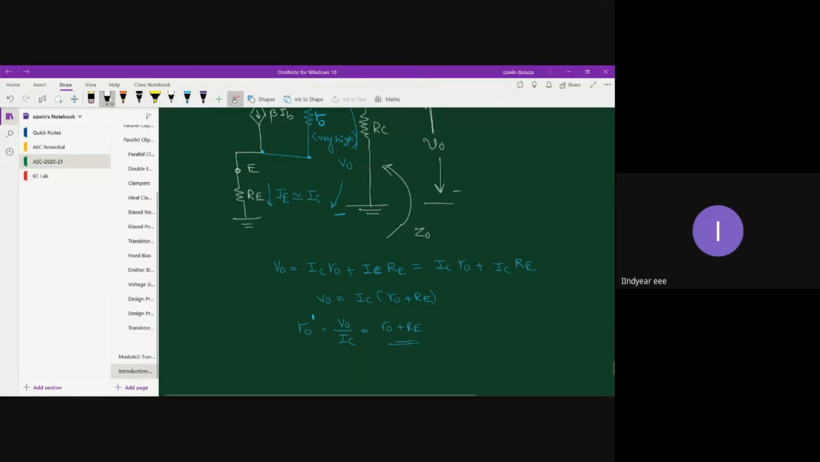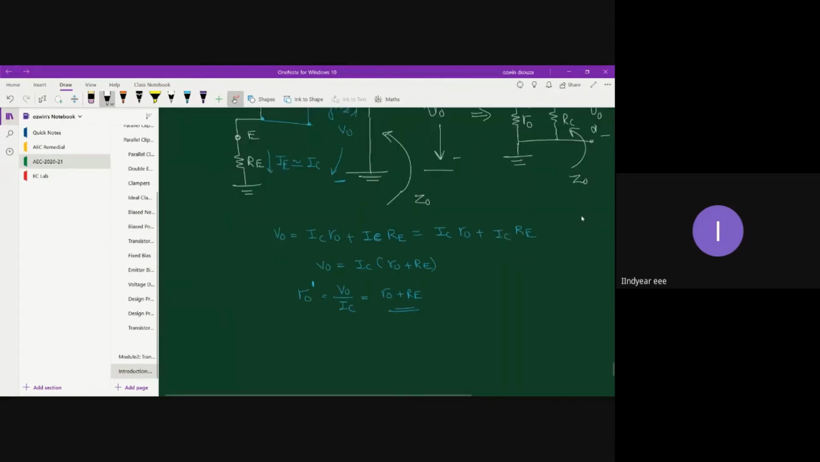R0 plus RE. Okay, so therefore, you can just remodify the circuit something like this. We have R0 dash between the collector terminal and the ground terminal, and let us connect the RC resistor between collector and ground. Across this combination, you are going to observe your output, and this will be your output impedance Z0. So what is my output impedance Z0 in this case?